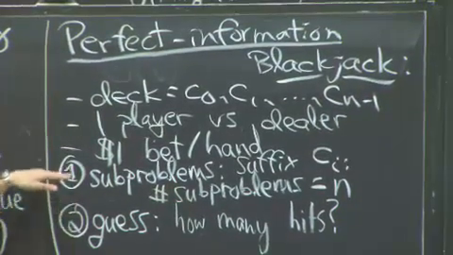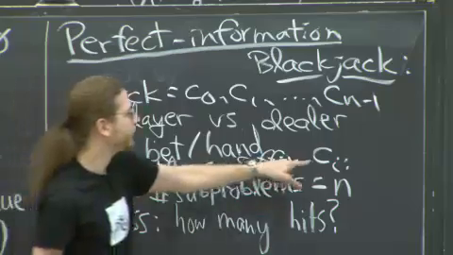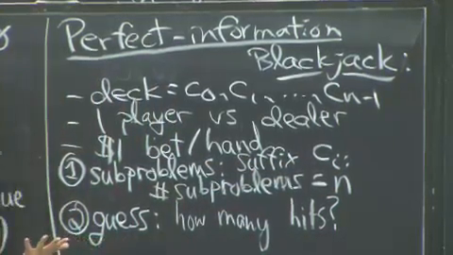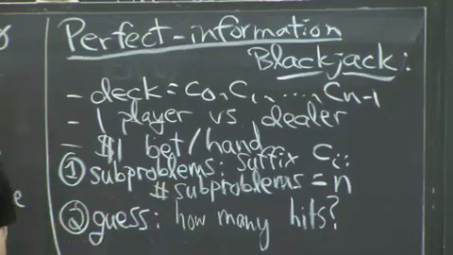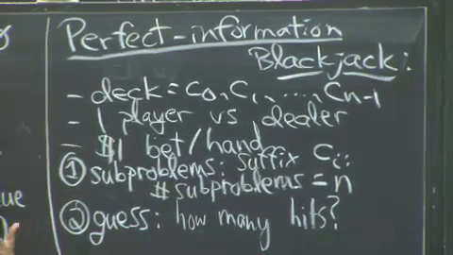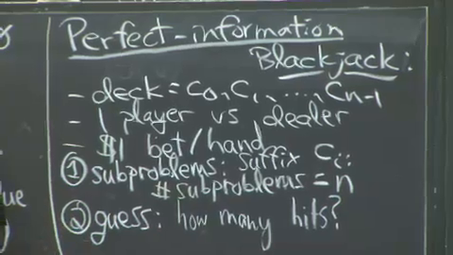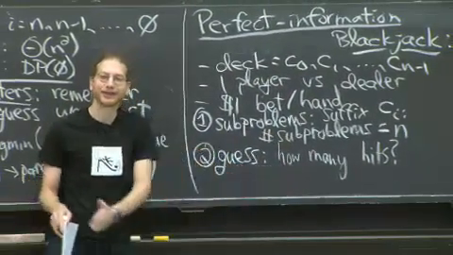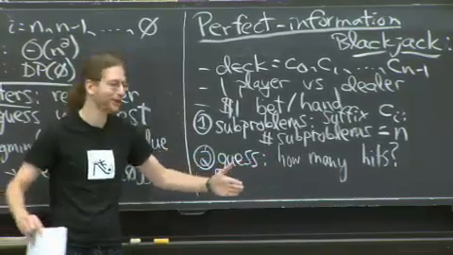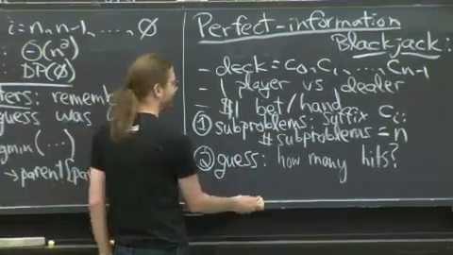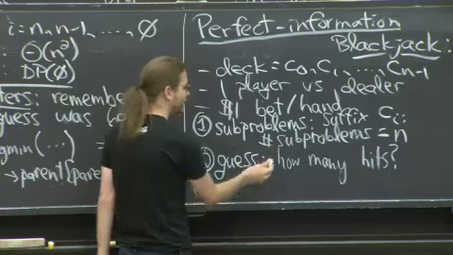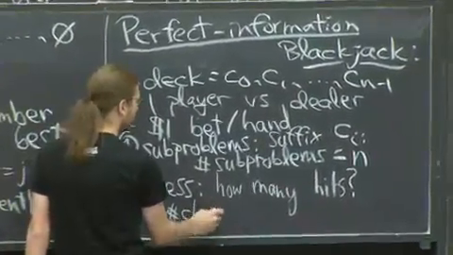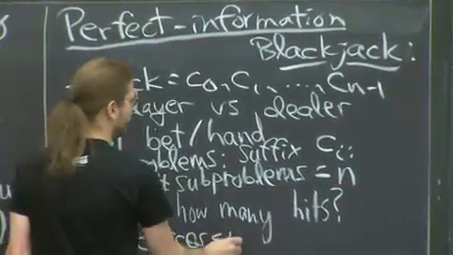So now we need to solve the subproblem. Starting from ci, what's the best way to play? Well, the first 4 cards are fixed. And then we guess how many hits are left. So there's going to be something like n minus i minus 4 different possibilities, that would be the maximum number of hits I could take on all the remaining cards. That would be the most. And let's see. So the number of choices, I'll just say it's at most n. Don't have to be fancy here.